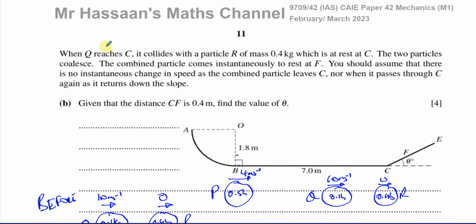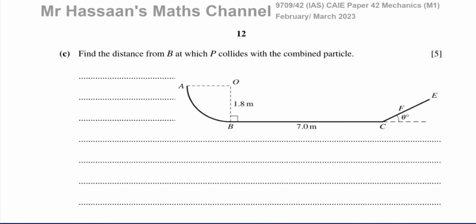And now we can go on to part C. It says, find the distance from B at which P collides with the combined particle. Whoa, this looks a bit involved here. Okay, so let's have a look. Let's try and figure this out.